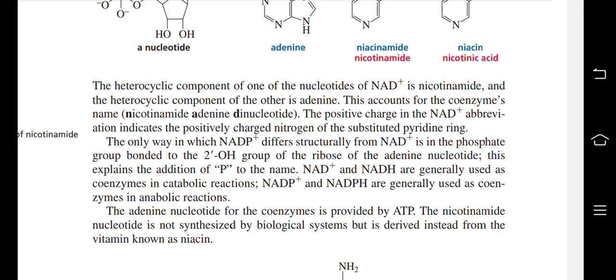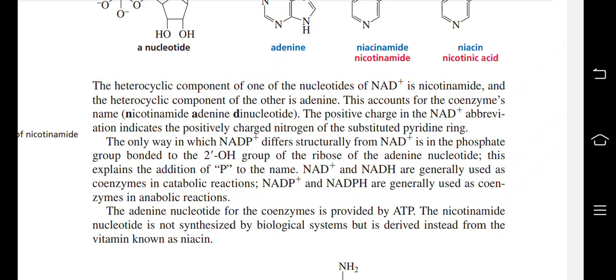The positive charge in the NAD+ abbreviation indicates the positively charged nitrogen of a substituted pyridine ring. The only way in which NADP+ differs structurally from NAD+ is in the phosphate group bonded to the secondary OH group of ribose of the adenine nucleotide. This explains the addition of P to the name. NAD+ and NADH are generally used as coenzymes in catabolic reactions. NADP+ and NADPH are generally used as coenzymes in anabolic reactions.